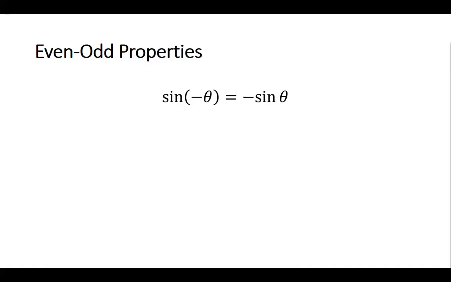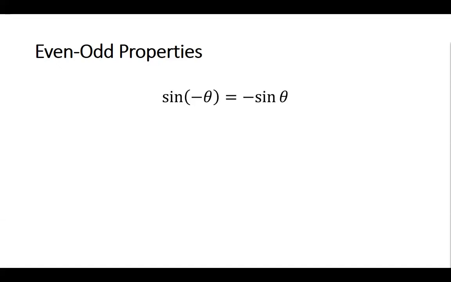Remember when we were finding odd and even functions, if we plugged in negative x into the function and we came out with the negative of the function, we had an odd function. If we plugged in negative theta and we came out with the same function, then we had an even function. If we plugged in negative theta and we came out with something that was not the function or the negation of the function, then we had neither. It was neither even nor odd. Well, luckily with trigonometric functions, they're always even or odd.